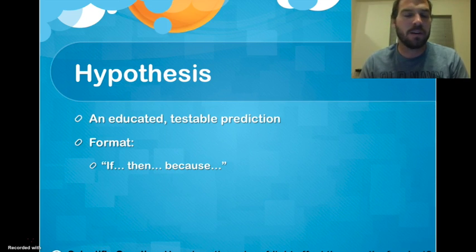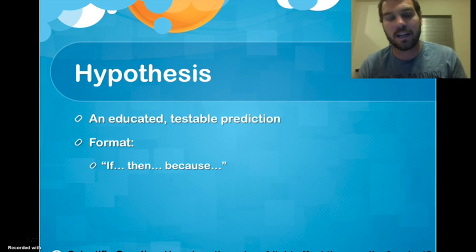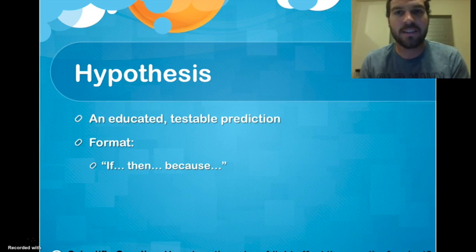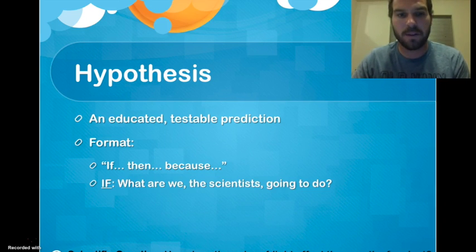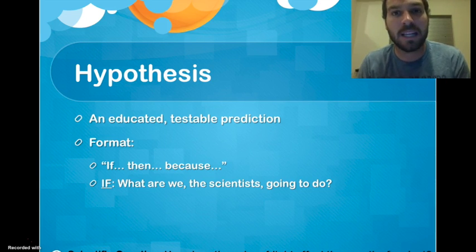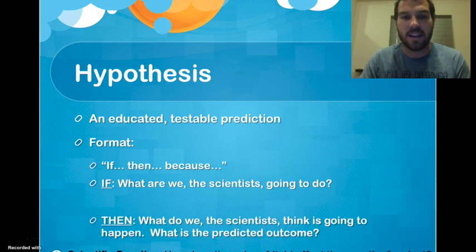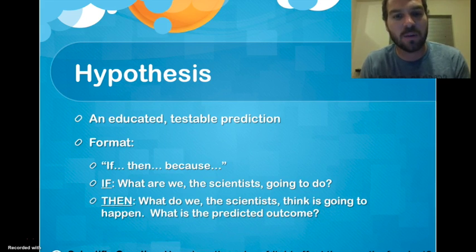Okay, and we put it in a format that we've seen before: if, then, because. If I do something, then I do something else because. Okay, and if we understand variables, this actually becomes very simple. If, what are we, the scientists, going to do? That's the manipulated variable. So what comes after the if is a manipulated variable. What am I going to do? Then, what do we, the scientists, think is going to happen? What is the predicted outcome? What do we predict is going to be the response, or the responding variable?